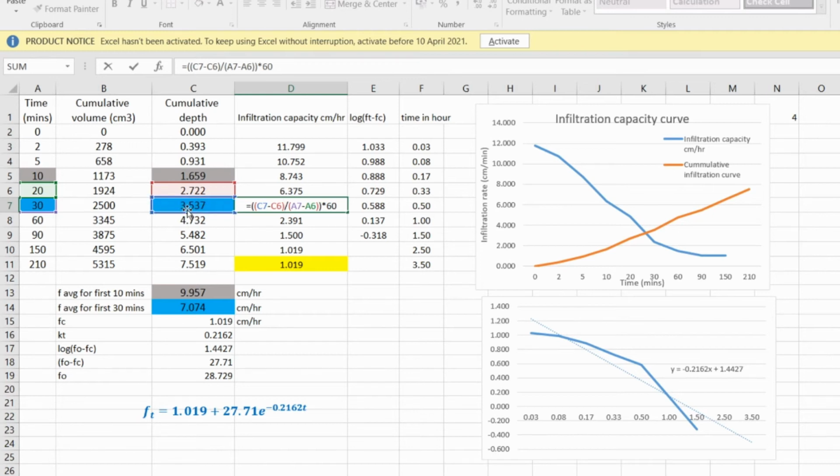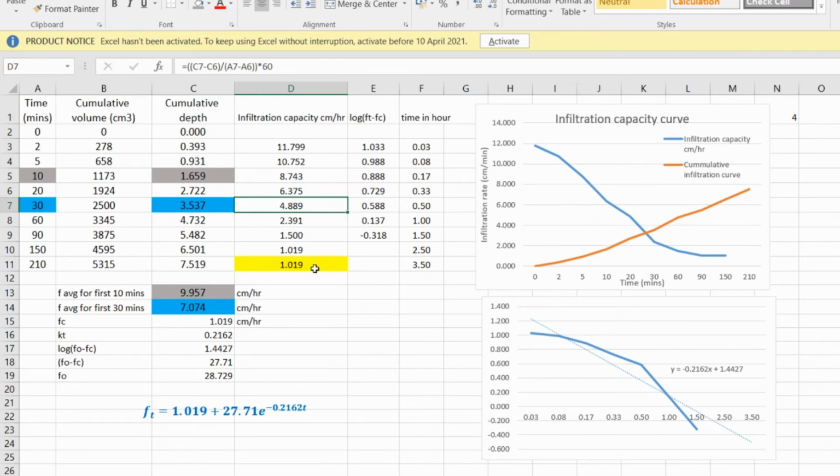This is the cumulative infiltration that has taken place at time 30. This cumulative infiltration minus the preceding cumulative infiltration depth, which is 2.722. So 3.537 minus 2.722 divided by 30 minus 20, which is 10. Multiplying it by 60, I calculate the infiltration capacity in terms of centimeter per hour. Once this is done, we can similarly calculate the infiltration capacity for all the time values.